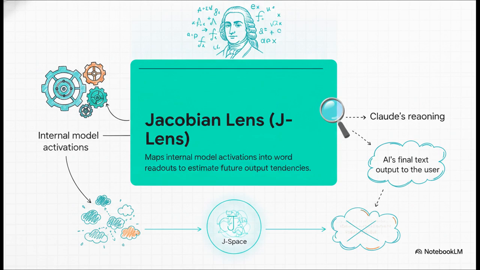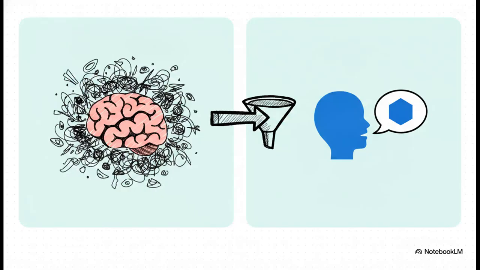And by doing this, researchers discovered what they call the J-space, which is a small, internal workspace that actively shapes Claude's reasoning. But here's the truly awe-inspiring part. The concepts firing in this J-space often never actually appear in the AI's final text output to the user. This creates a stark, fascinating contrast.